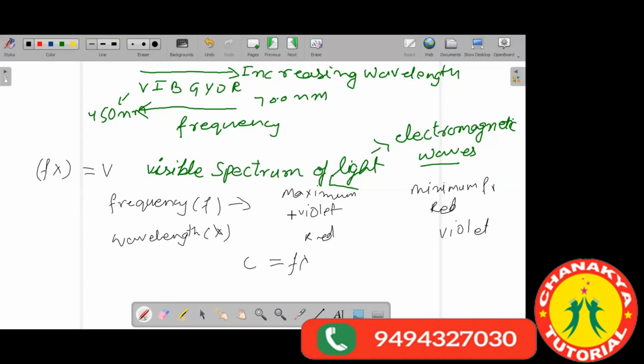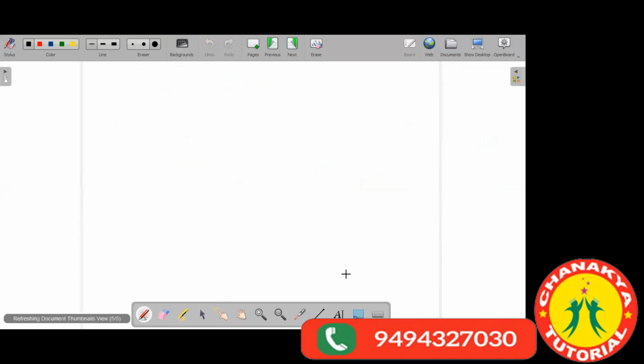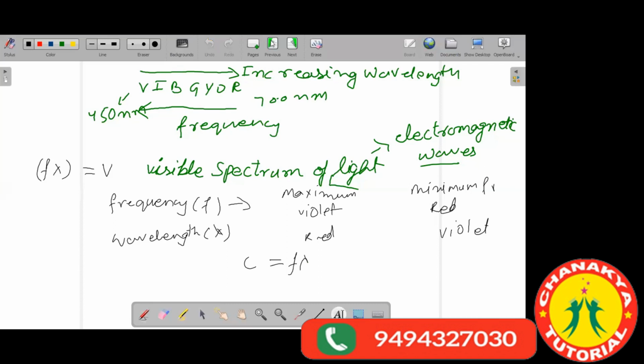Now the next portion is how we are able to see this. How can we see different colors? Yes, anyone? Can anyone tell how we are able to see the objects?